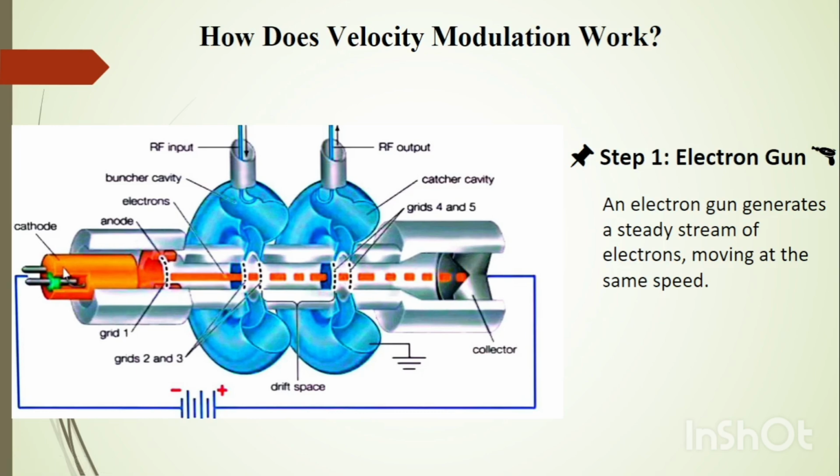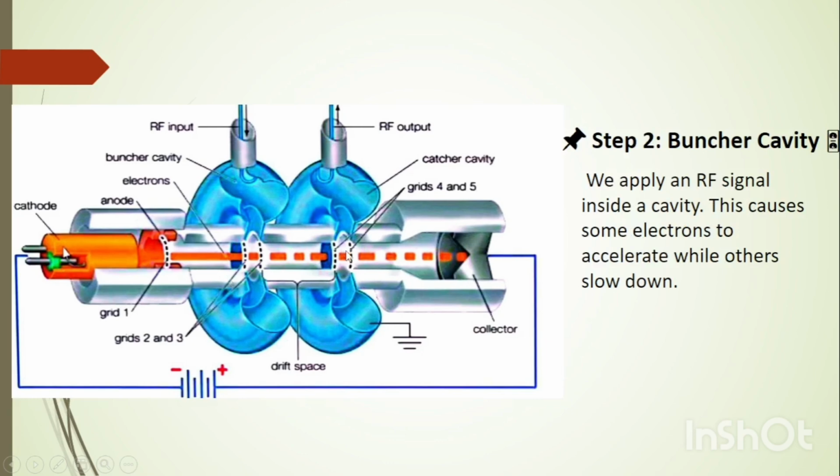Now we'll learn how velocity modulation works. The first step is the electron gun. An electron gun generates a steady stream of electrons moving at the same speed. Now the second step is the buncher cavity. We apply an RF signal inside a cavity. This causes some electrons to accelerate while others slow down.